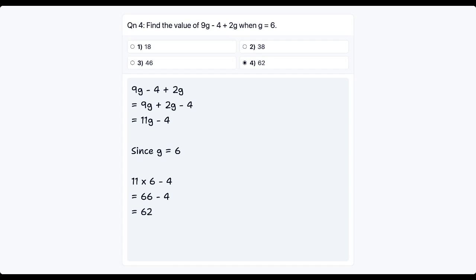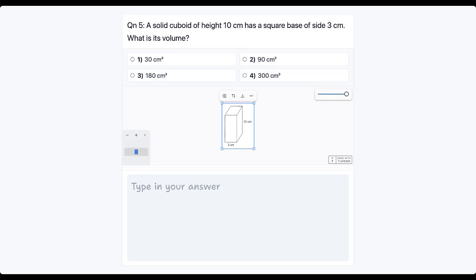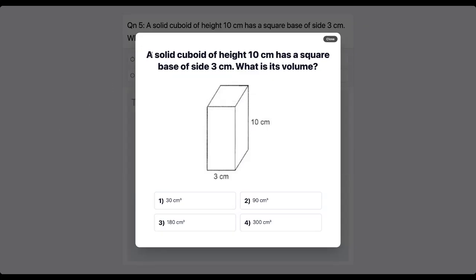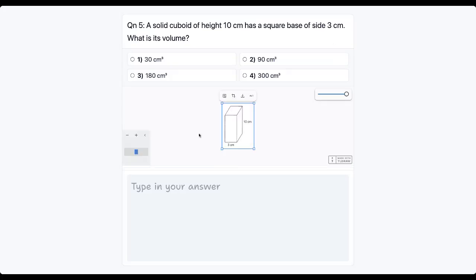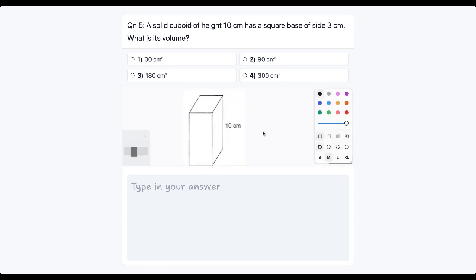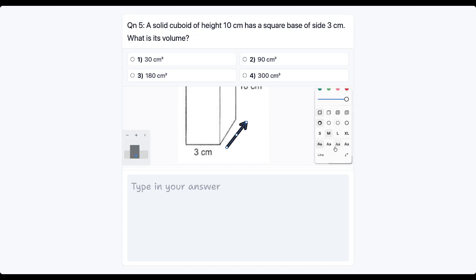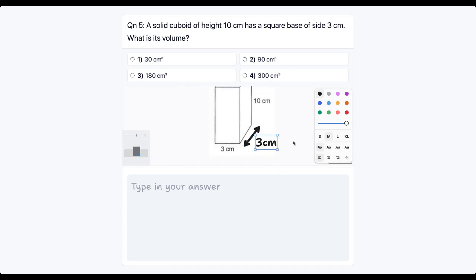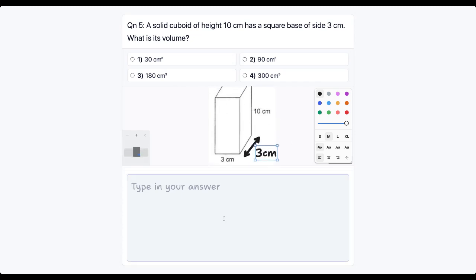Okay, let's move on to the next question. Question number 5. A solid cuboid of height 10 centimeters has a square base of 3 centimeters. What is its volume? Over here, if you know the word square, that means the square base, since this is 3 centimeters, is also 3 centimeters. That's what you see over here. Now we know the base is 3 centimeters and 3 centimeters, we can calculate the volume.